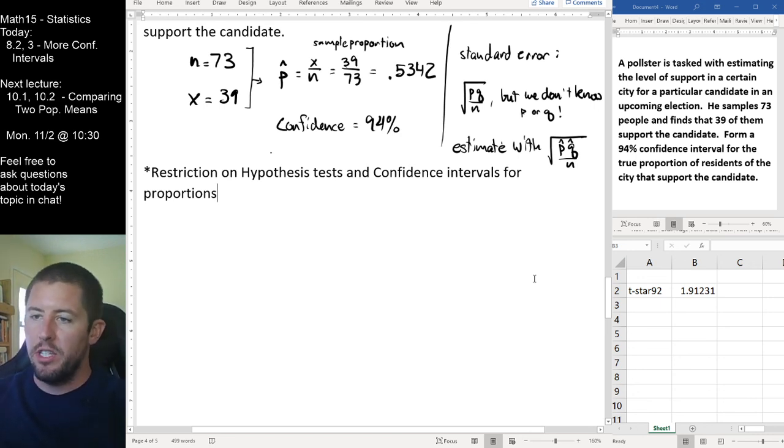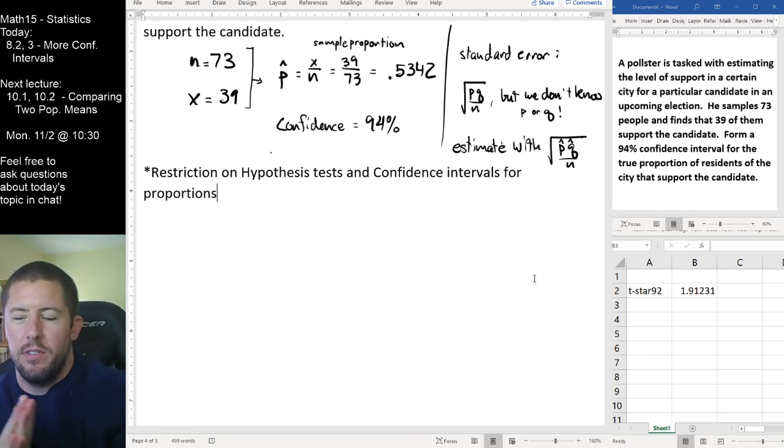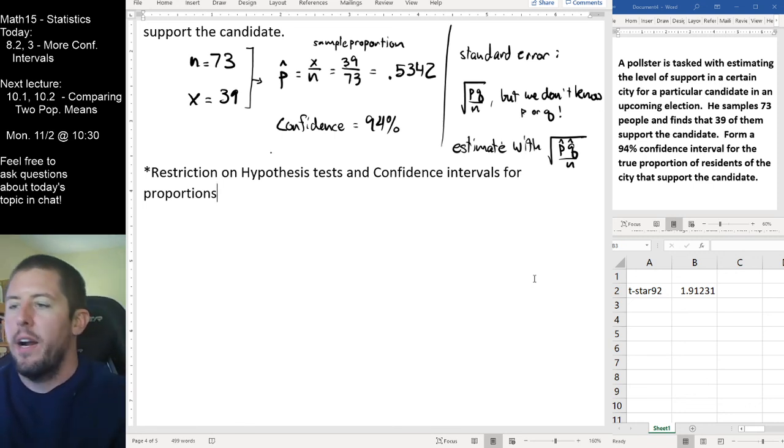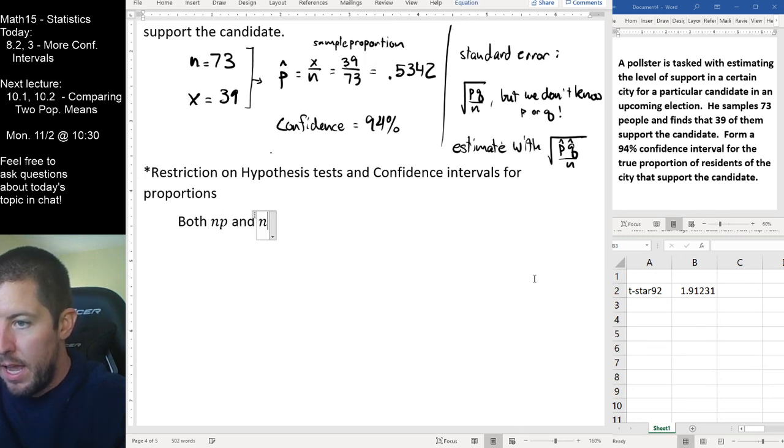There is one restriction that's associated with this, and I'll describe it to you. I think this one hopefully makes a good bit of sense right here. Our restriction that we're going to have on our hypothesis test and confidence intervals for proportions is that both np and nq are greater than 5.